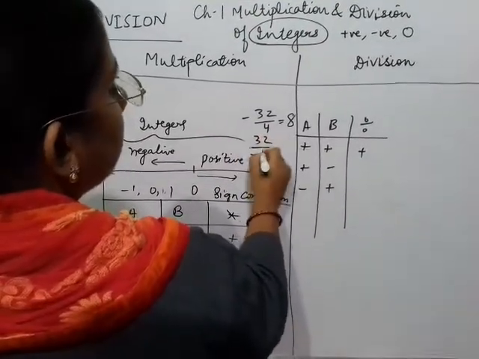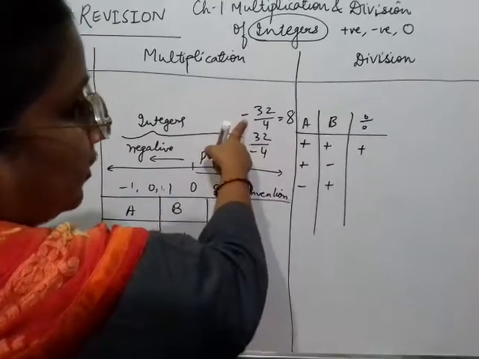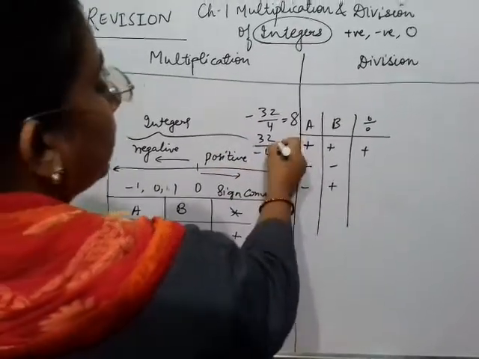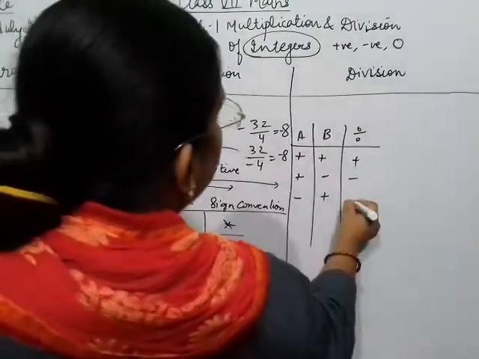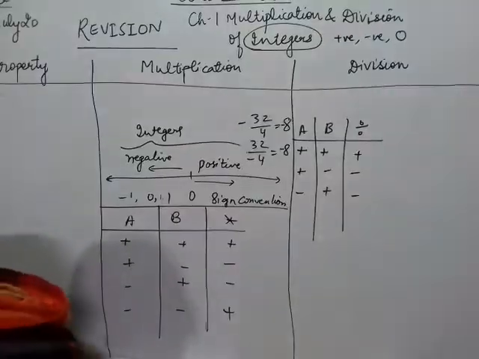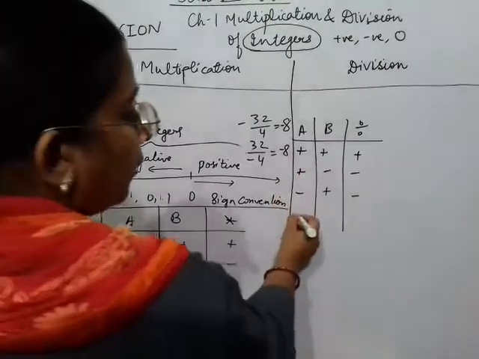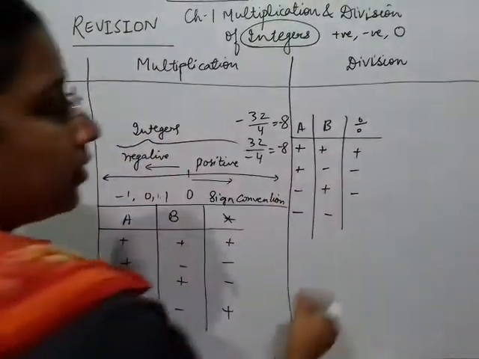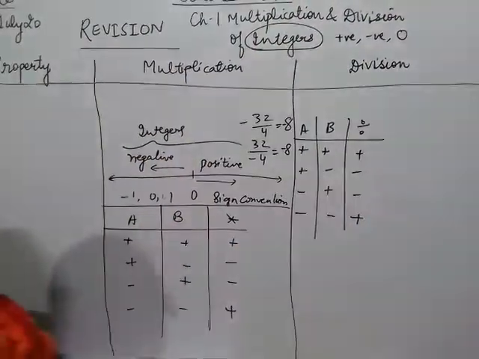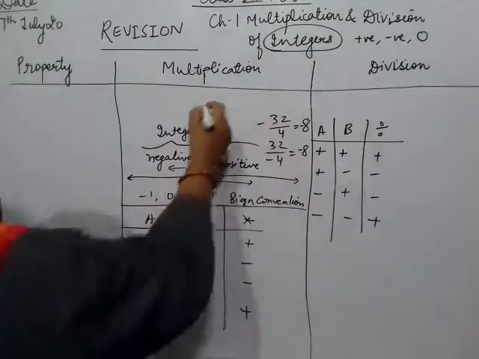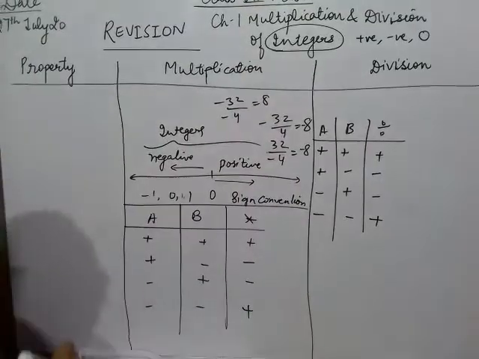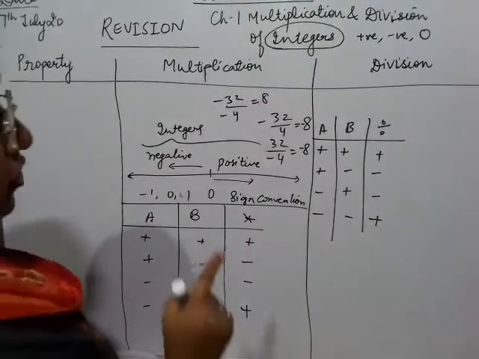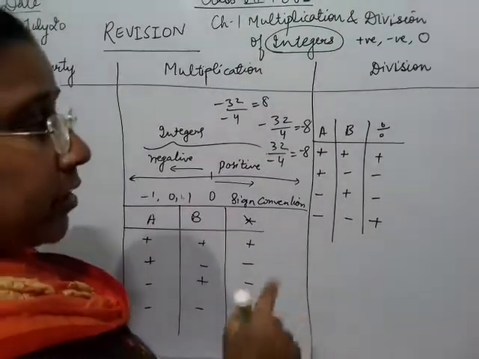if -32 is there or -4 is there, we get -8 as the answer. So we have a negative quotient. Now if both negative numbers are divided, we get a positive quotient. Like for example, if I say -32 is divided by -4, we get a positive 8. So this is the sign convention for multiplication and division of integers.